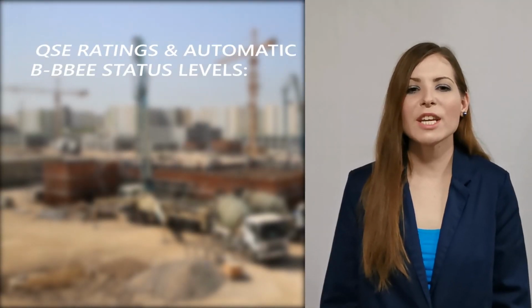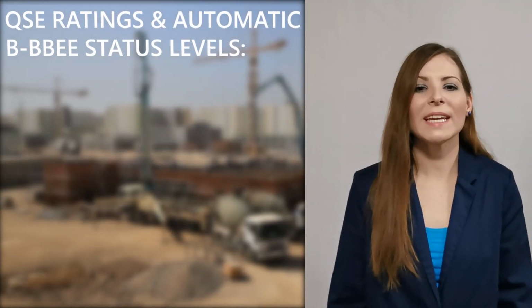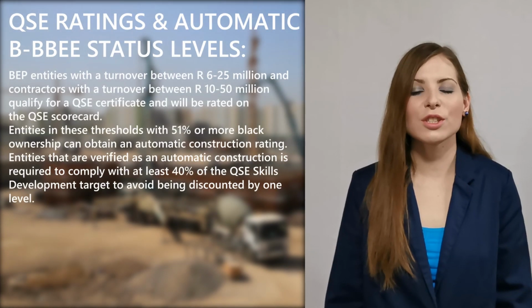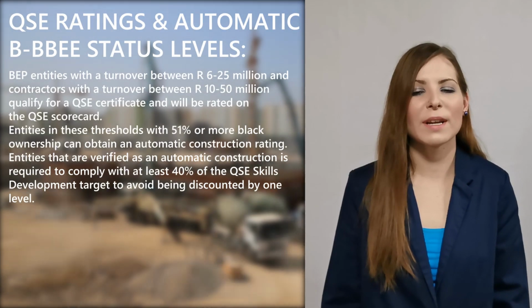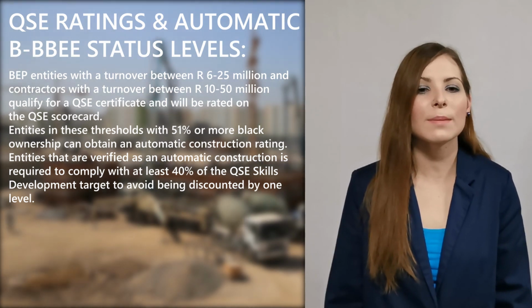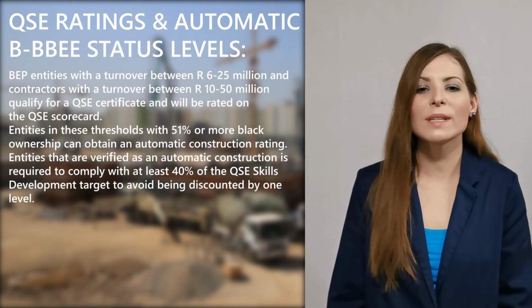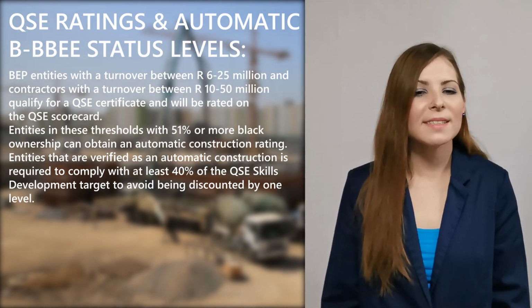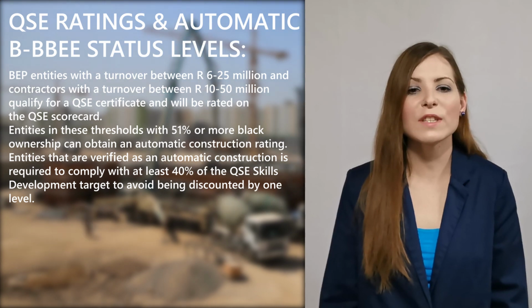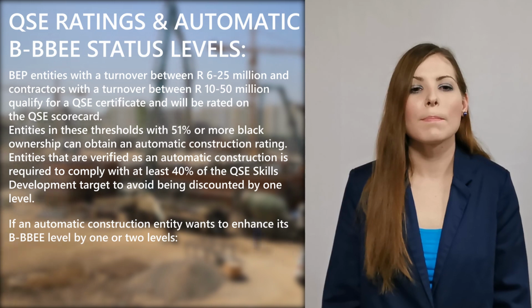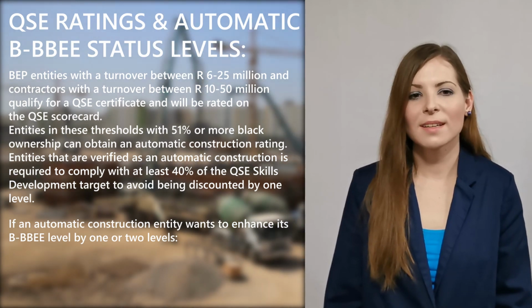Thirdly, QSE ratings and automatic BEE status levels. BEP entities with an annual turnover between 6 to 25 million rand and contractors with an annual turnover between 10 to 50 million rand qualify for a QSE certificate and will be rated on a QSE scorecard. Entities in these thresholds with 51% or more black ownership can obtain an automatic construction rating.